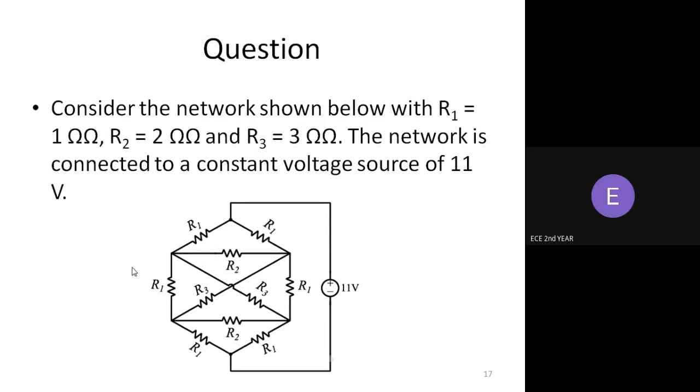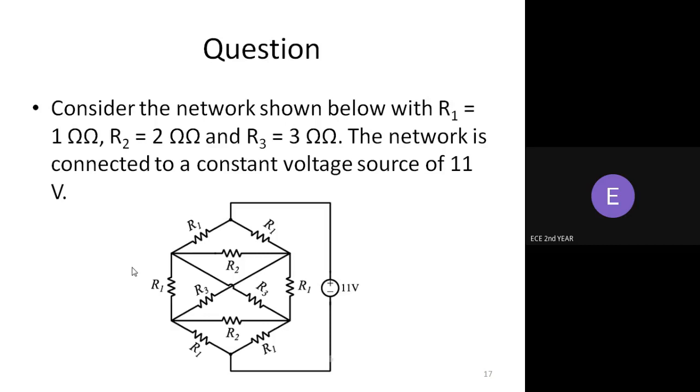And we'll switch over to the next question. Consider the network shown below with R1 is 1 ohm, R2 is 2 ohms, and R3 is 3 ohms. The network is connected by the given diagram and supplied by the constant voltage source of 11 volts.